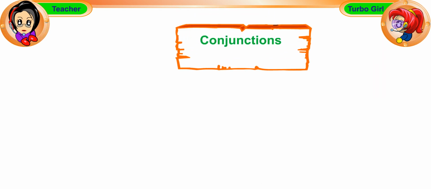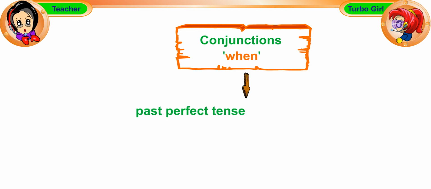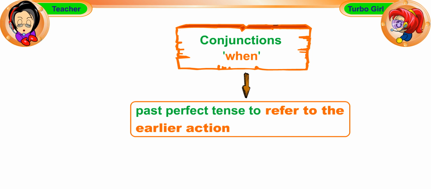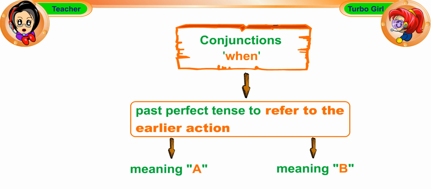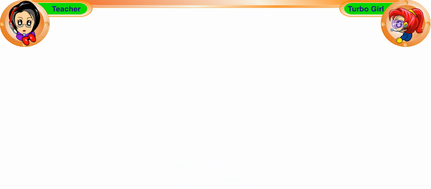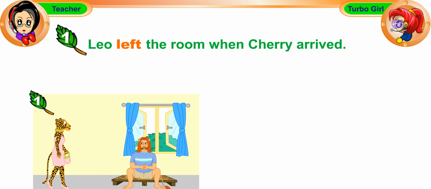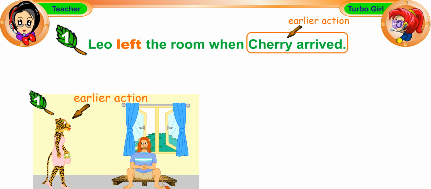If we use conjunctions such as when, we must use the past perfect tense to refer to the earlier action. Otherwise, it may have different meanings. For example, sentence 1. Leo left the room when Cherry arrived. In sentence 1, the earlier action is Cherry arrived. This means that Cherry arrived first just before Leo left.